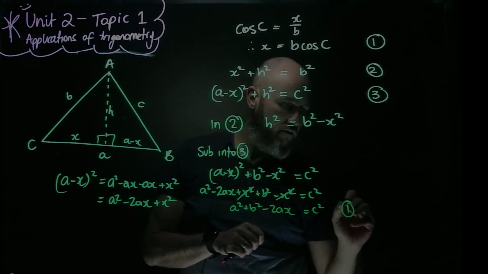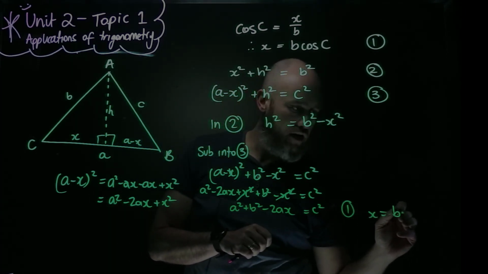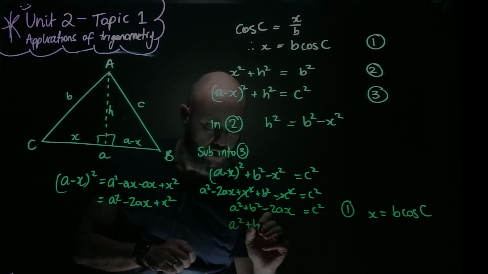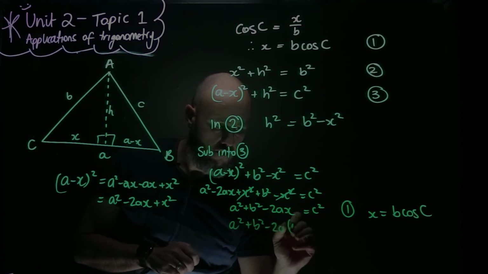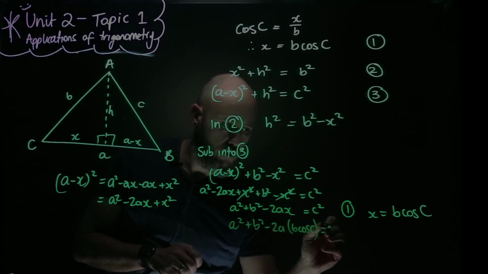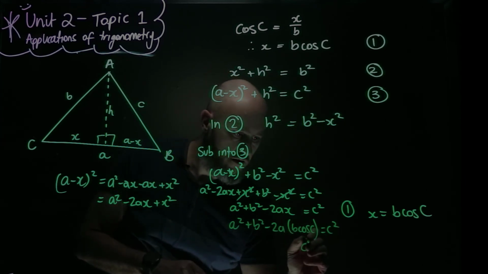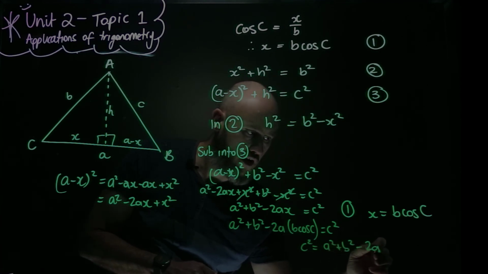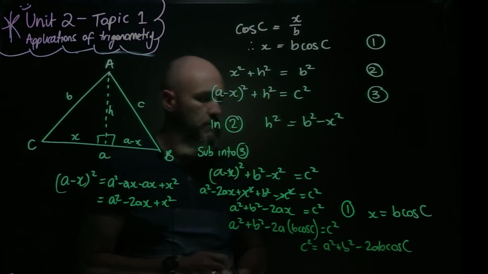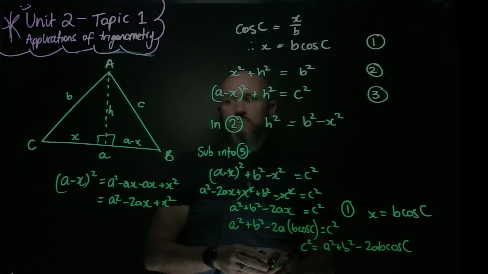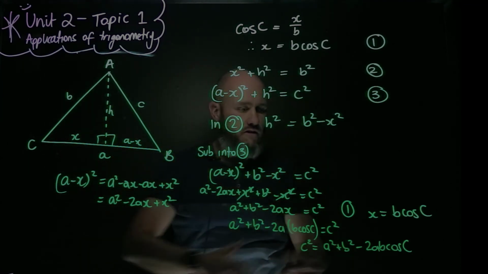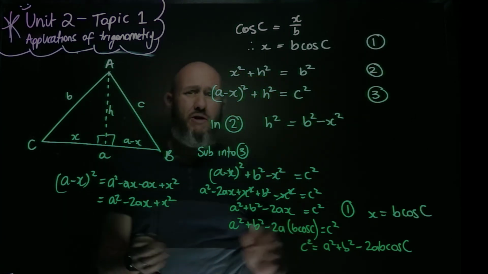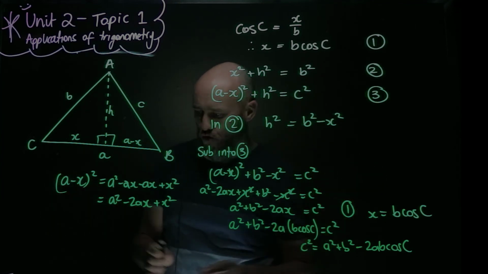But remember, in 1, x is equal to b cos c. So I get a squared plus b squared minus 2ab cos c equals c squared. I flip it around, c squared is equal to a squared plus b squared minus 2ab cos c. So that's where that's come from, if you're interested, and obviously you can rotate this around and relabel it and come up with the versions with cos A and cos B if you need to. There we have it, the proofs as an optional video. All the best.